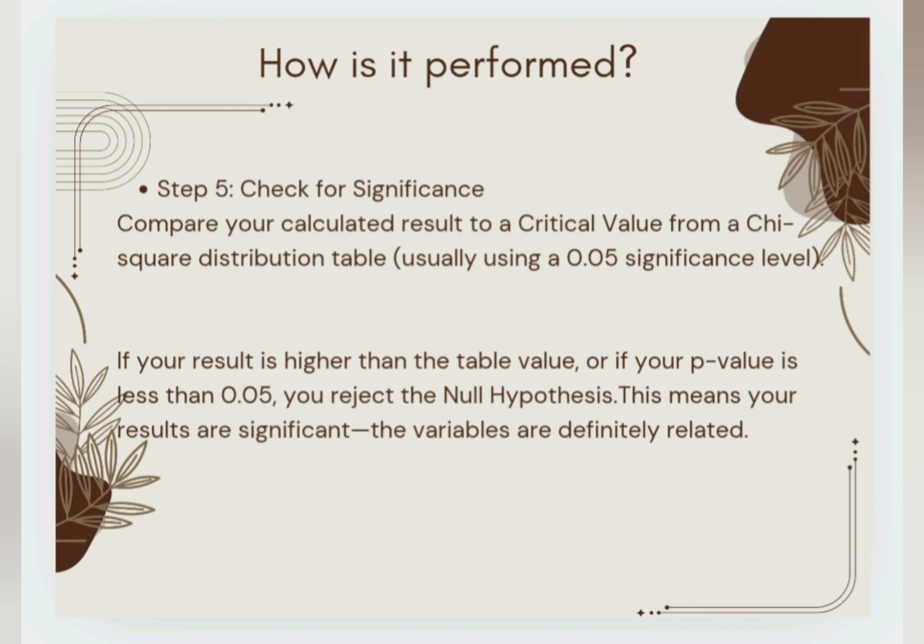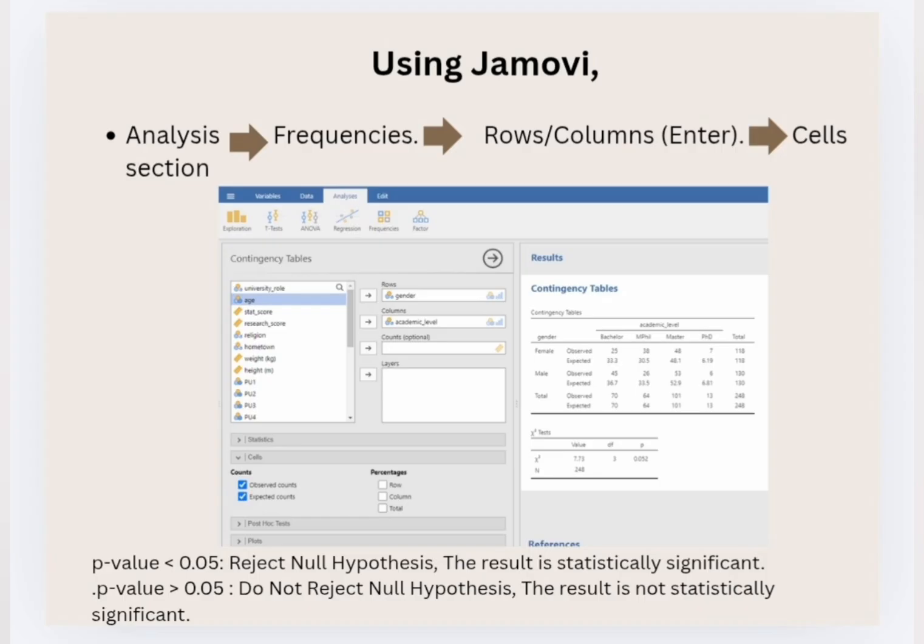And step 5 is to check for the significance. After you get the chi-square value, you have to check for the significance. So you have to compare your calculated results with the critical value, which is 0.05. So if your result is higher than the table value, or if your p value is less than 0.05, you will reject the null hypothesis. So this is how you can perform chi-square test. Now moving towards next, I have shown one picture over here, which is based on the picture of Jamovi.